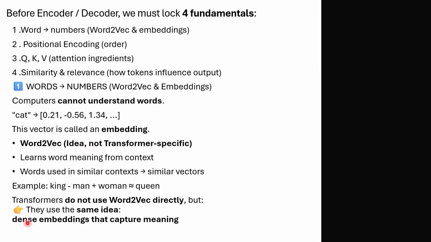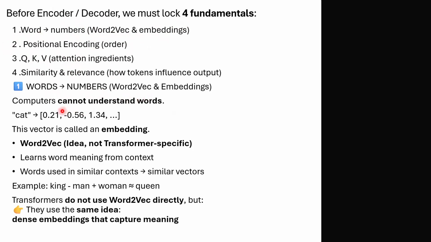Moving to the next slide. Before going to encoder and decoder, we must look at the basic fundamentals. Four fundamentals. First is word to numbers, or word to vector and embeddings. Second one is positional encoding, the ordering of the words. Then QKV attention ingredients, similarity and relevance, how tokens flow in and out. So first, let's discuss word to number. Word to number is word to vector and embeddings.